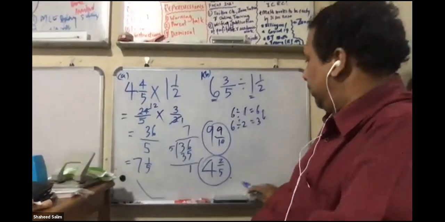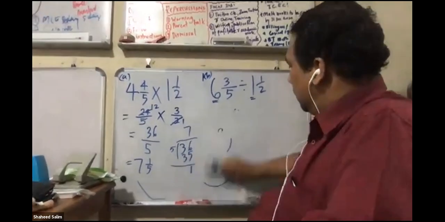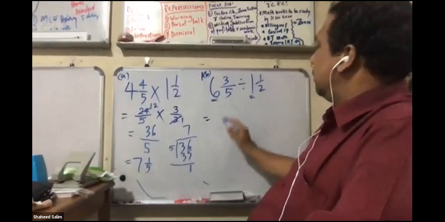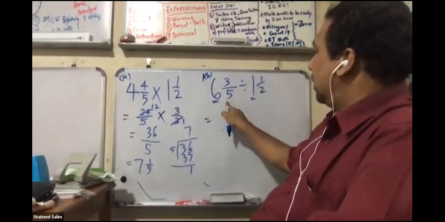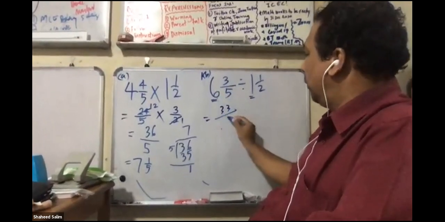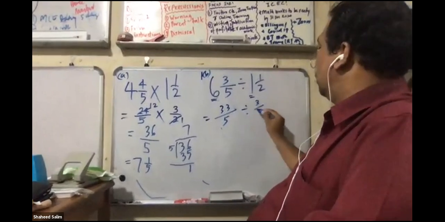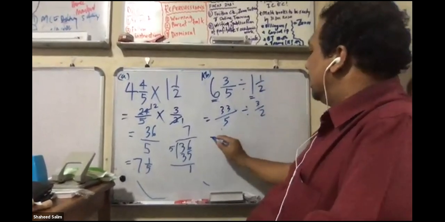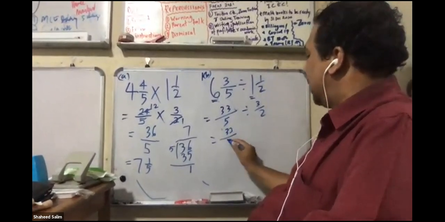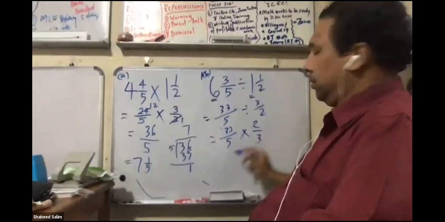All right, let us see now. First of all, 6 times 5, 30 plus 3, 33 over 5. Divided by 3 over 2, right? 1 times 2, 2 plus 1, 3. Now you must remember to flip. Do you flip, Zahin? 2 over 3, do you flip?